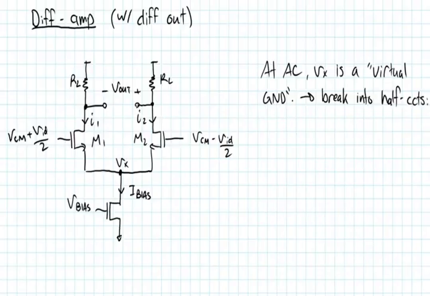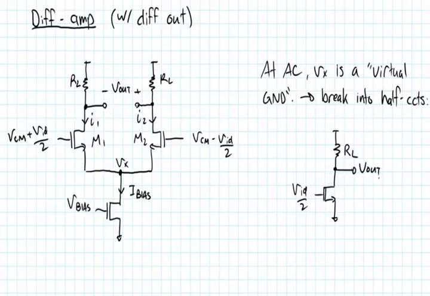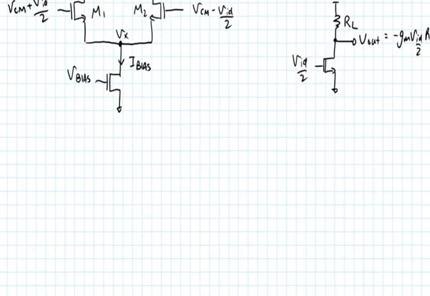The circuit will look something like this. We just have our resistive load RL. We have our transistor here. This is VID over 2, and this is V out. Now the small signal version of V out, let me label it in the IEEE convention with lowercase letters, is just going to be minus gm VID over 2 times RL, as we would expect with a normal common source amplifier.